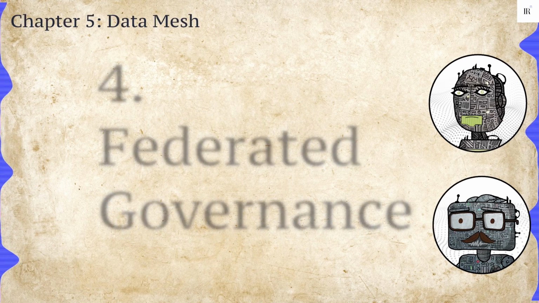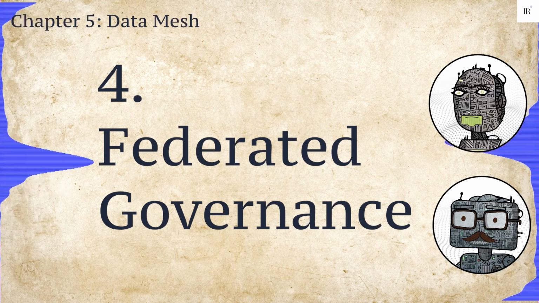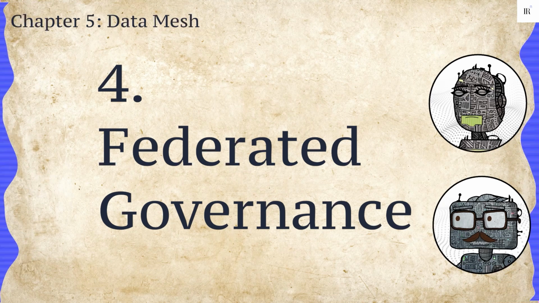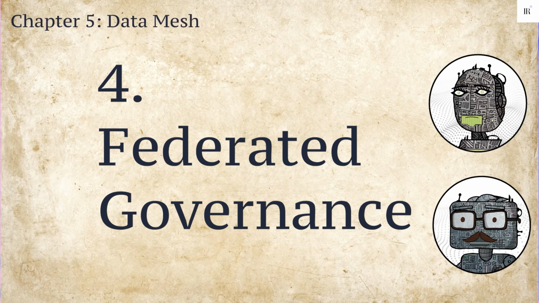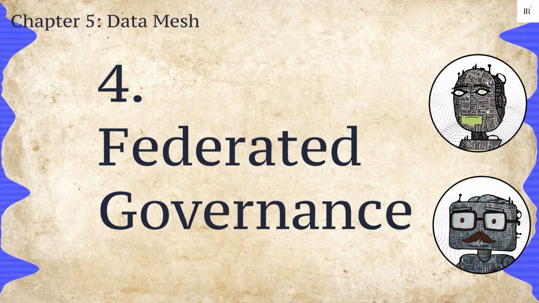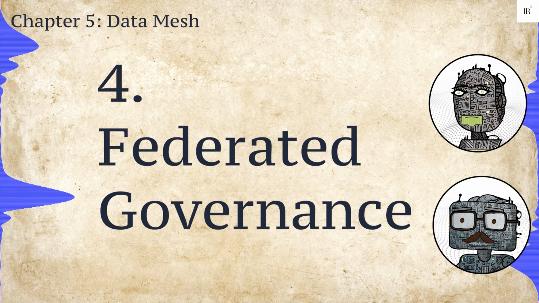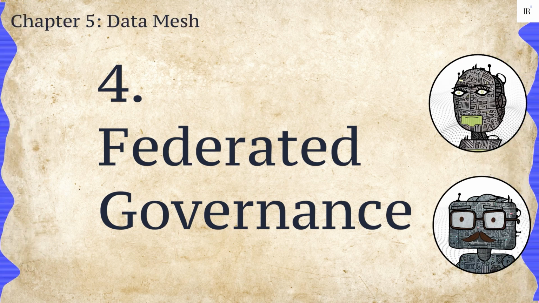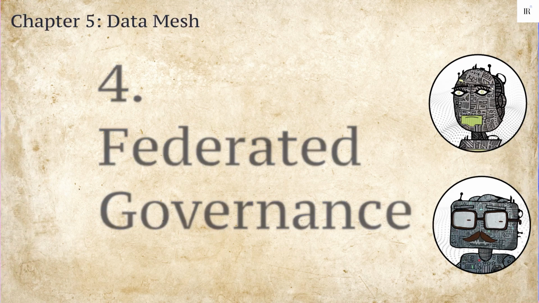And four, federated computational governance. Now, while it's decentralized, it's not chaos. There are still global standards, policies, rules for security, interoperability, quality that ensure consistency across the entire mesh. But domains have local autonomy within those global guidelines to implement them in ways that make sense for their specific data.